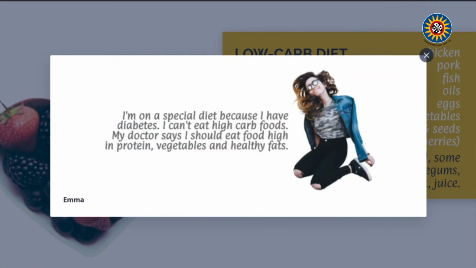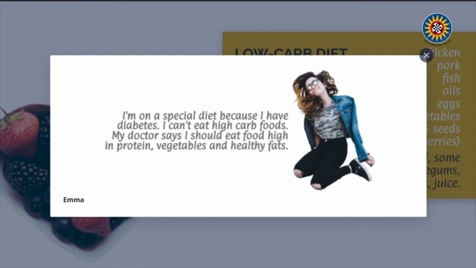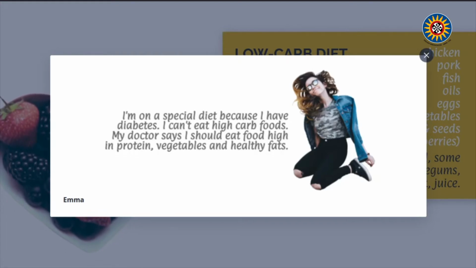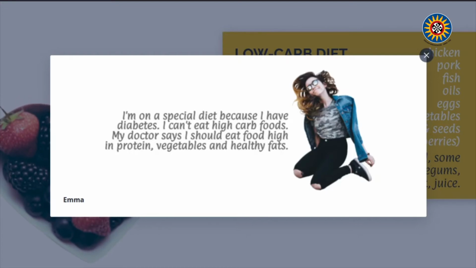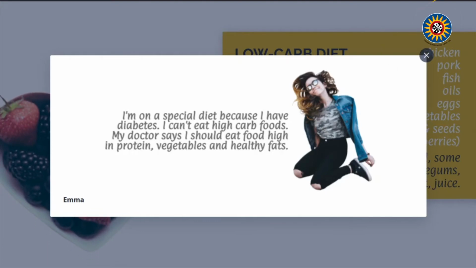Here we have an example. This is Emma. She says, "I'm on a special diet because I have diabetes. I can't eat high carb food. My doctor says I should eat food high in protein, vegetables, and healthy fats."